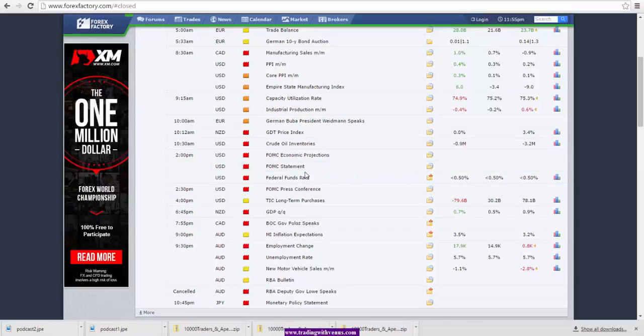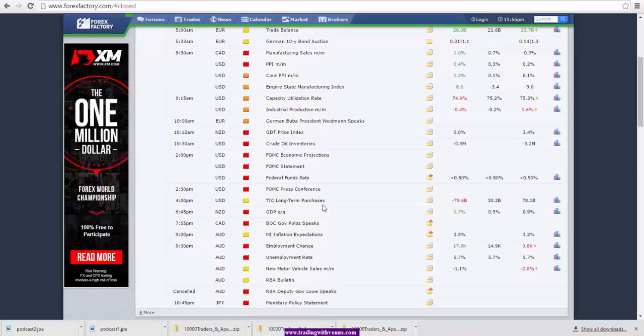Today we have the FOMC statement and federal funds rate, which is the interest rate. It was unchanged. However, the statement from the Fed was more dovish than expected. So at this point, the market is not expecting any interest rate hike next month. They're only expecting one interest rate hike, and as a result of that, we saw the US dollar drop. Everything else went up against the US dollar.